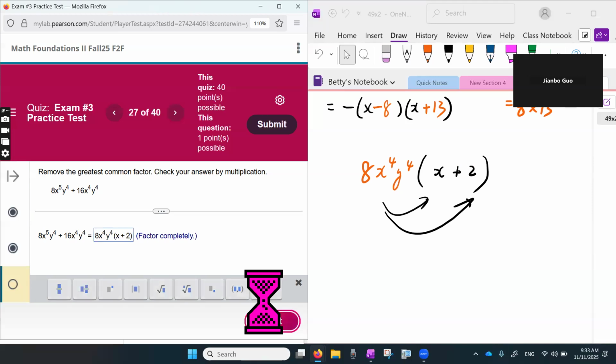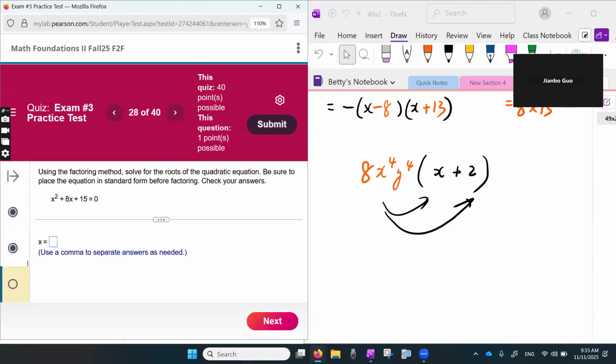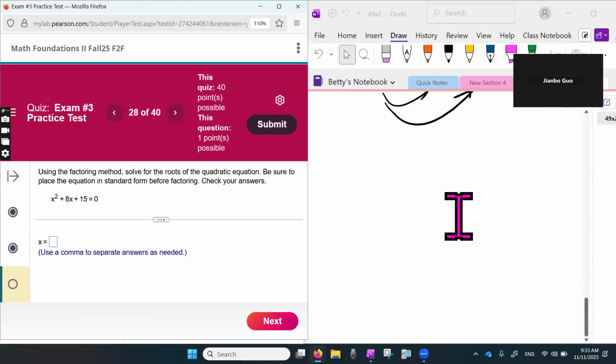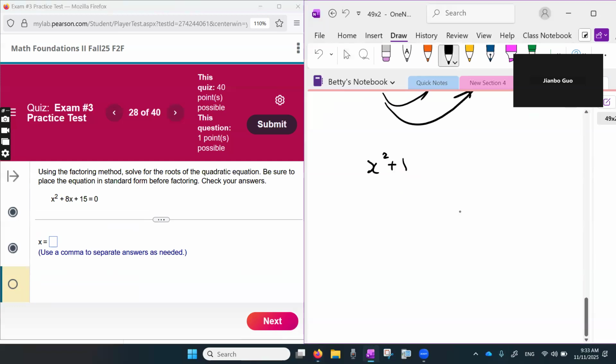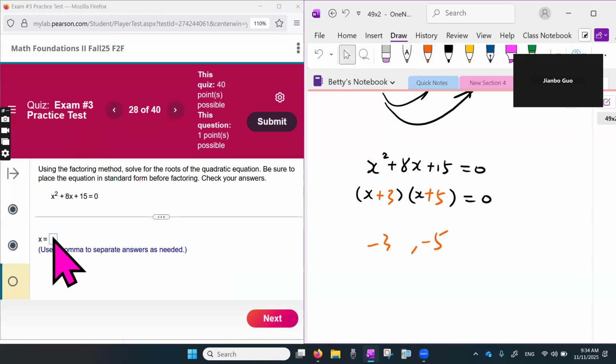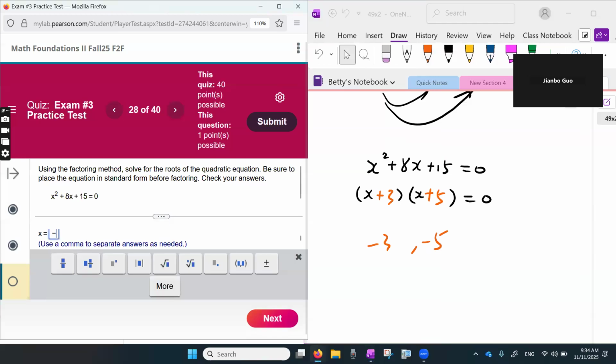Next, question number 28. Solve the equation, right? Obviously, factoring method works. So x squared plus 8x plus 15, all positive, is not difficult. The two numbers are going to be both positive. 3 and 5, right? 3 and 5 multiply to 15 and add up to 8. And what are the opposites of the two numbers in red? -3, -5. And those are the two solutions. Very straightforward. -3, comma, -5. Make sure that's a comma, not a dot. Okay, very good.